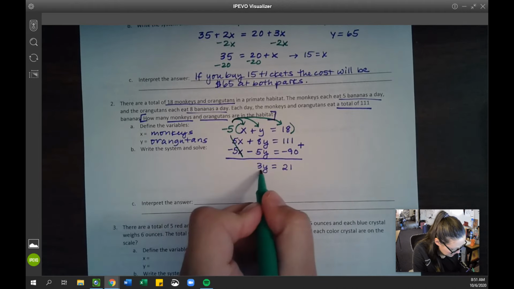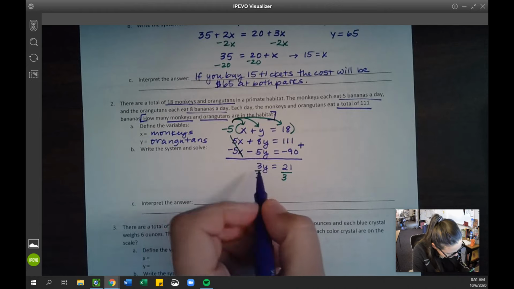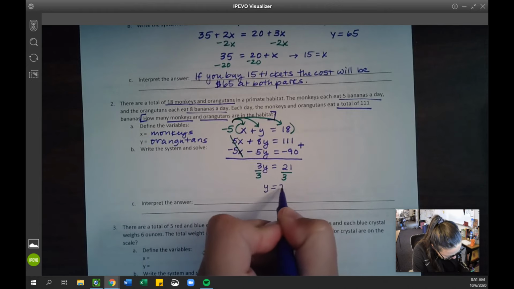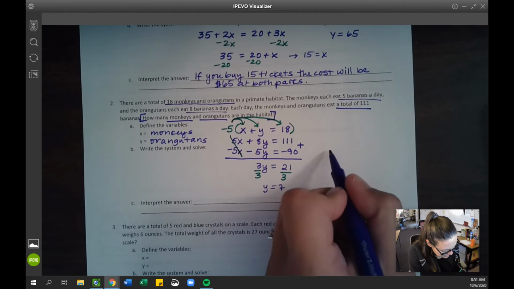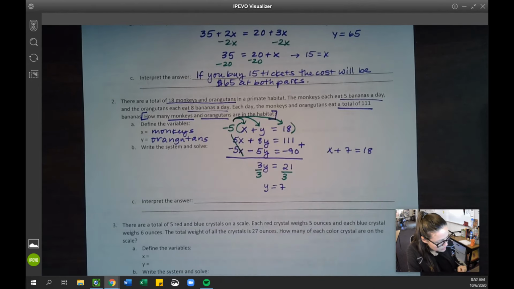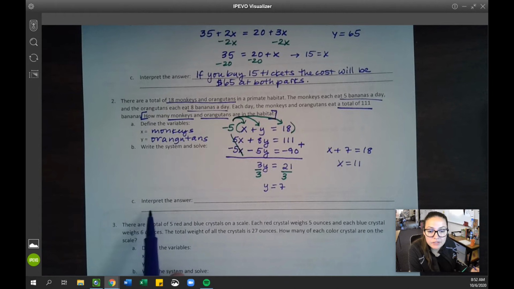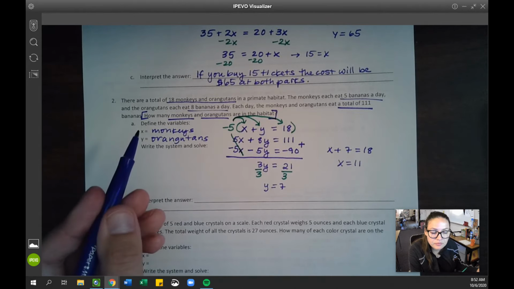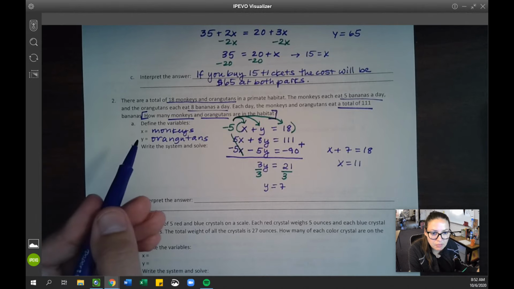Now this is a problem I can easily solve for y. We get y equals 7. Now, I know that x plus y is 18, which means x plus 7 is 18. So if I have 7 orangutans, that means I must have 11 monkeys. So again, we have to take our answer and interpret it in the situation. Remember, x represents the number of monkeys, y represents the number of orangutans.